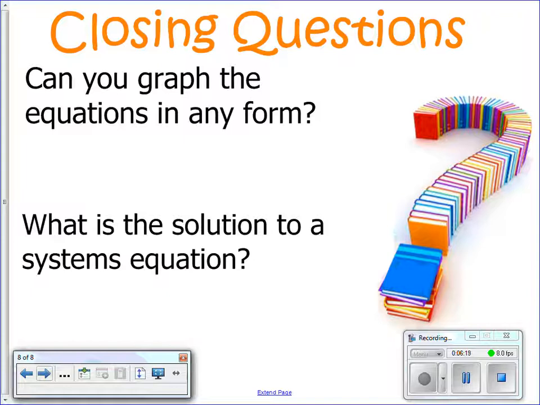So can you graph the equations in any form? Yes, of course. What is the solution to the system of equations? Where both lines intersect, that one point.